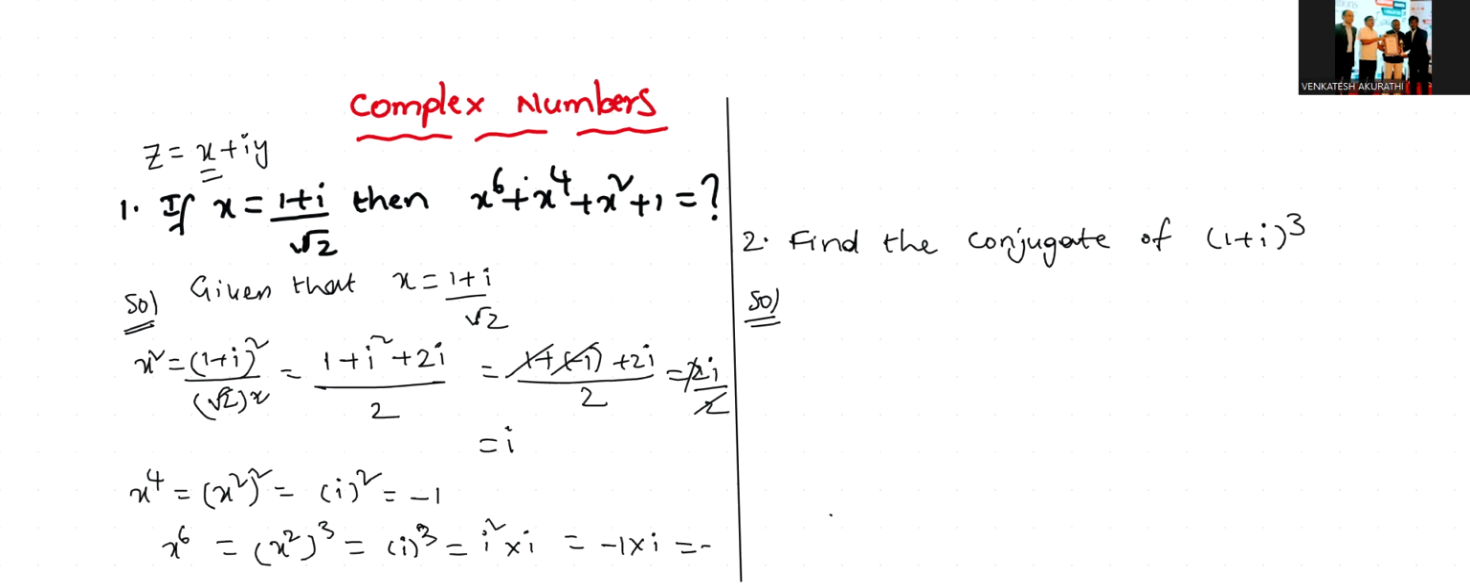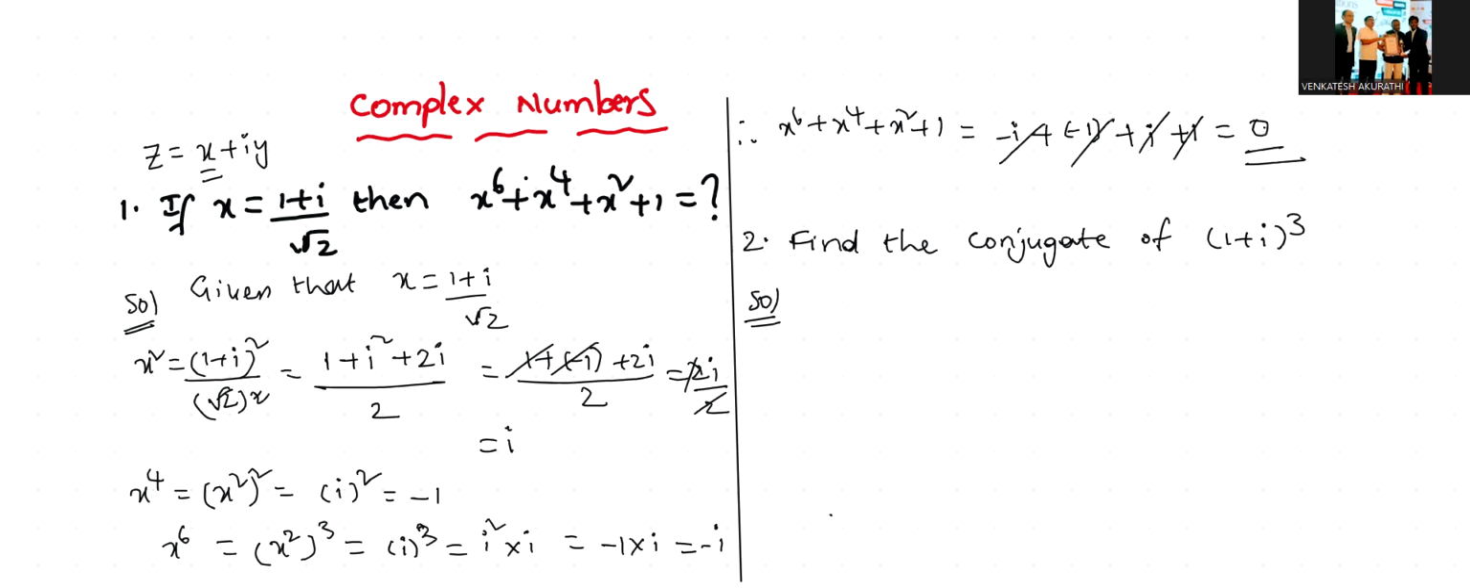Therefore, x power 6 plus x power 4 plus x square plus 1: x power 6 means minus i, plus x power 4 means minus 1, plus x square value i, plus 1. That is equal to plus 1 minus 1 cancel, i minus i cancel, the value is 0.